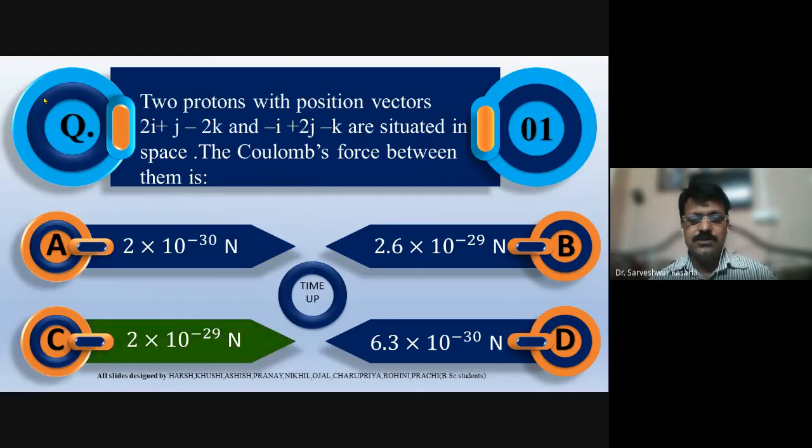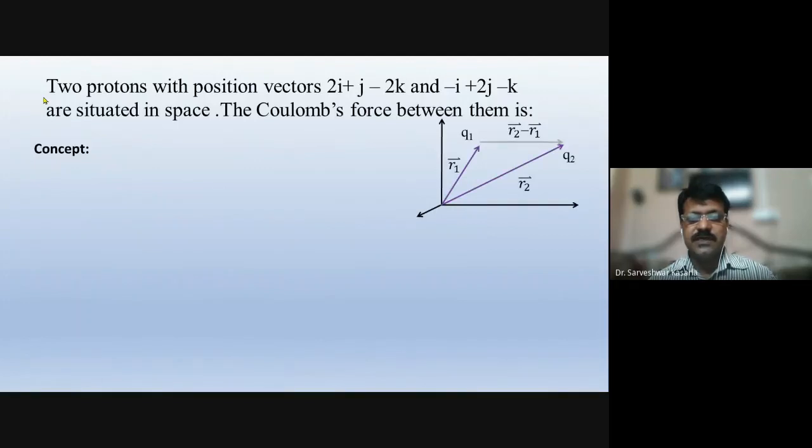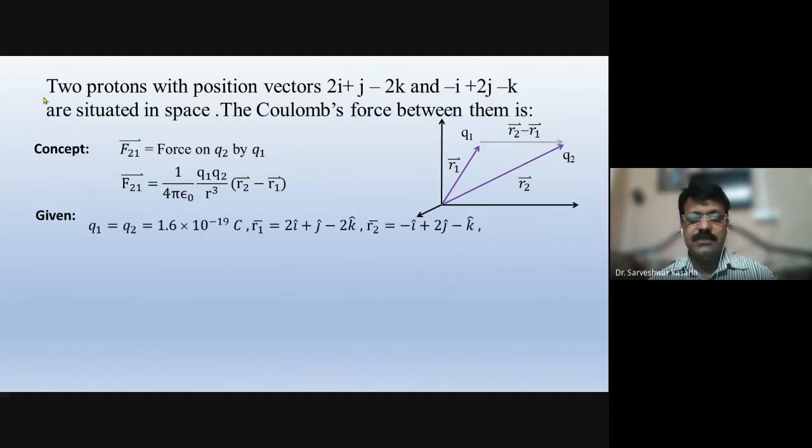Yes. So the answer is 2 into 10 to the power minus 29 newtons. Let us see how this answer comes. This is the problem. The solution starts with our concept. So this is the diagram where the two charges are situated in space with position vectors r1 and r2. Then the force on q2 by q1 is given by this formula. And here the given is q1, q2 are 1.6 into 10 to the power minus 19 coulomb as they are protons. R1 is equal to 2i plus j minus 2k. R2 is equal to minus i plus 2j minus k.